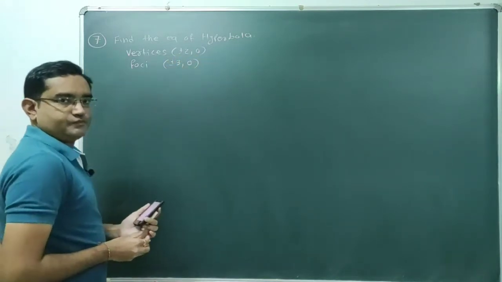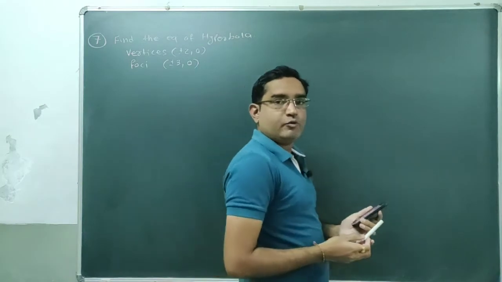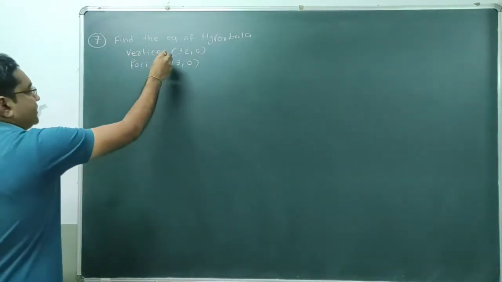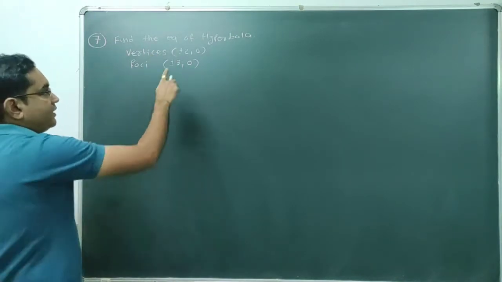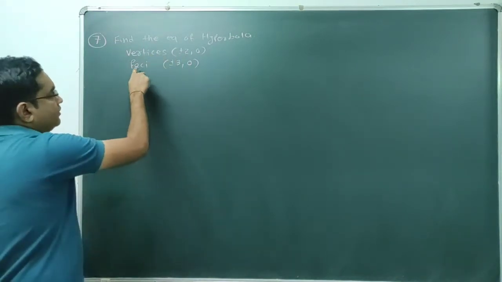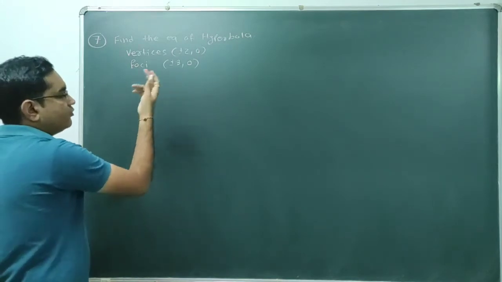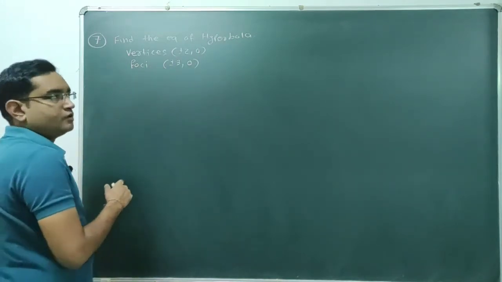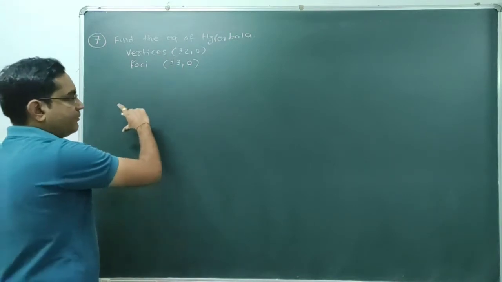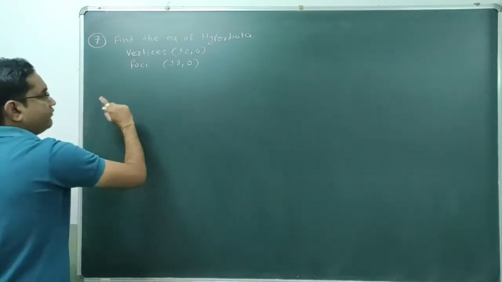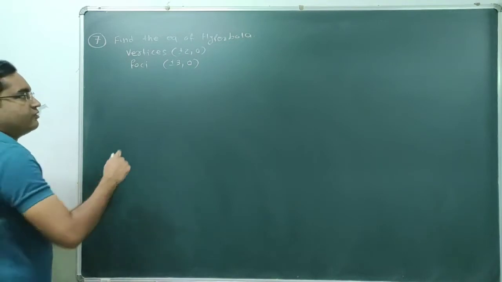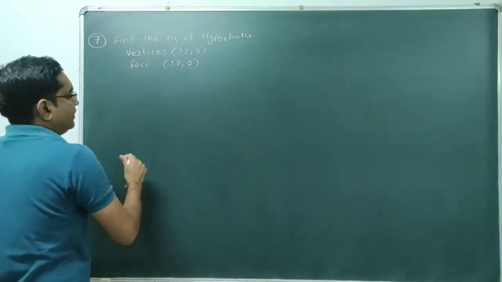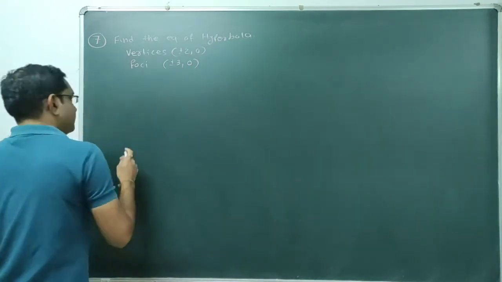Very simple sum. So first we have to check the type of hyperbola. Here the vertices of the hyperbola lie on the x-axis, as well as the foci; both the foci lie on the x-axis. So this is the case of a horizontal hyperbola, in which our transverse axis will be the x-axis. The foci lie on the transverse axis.